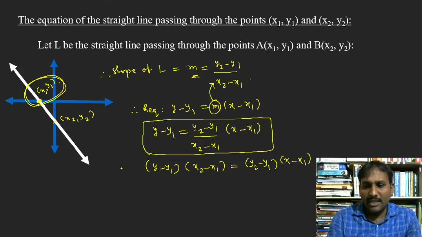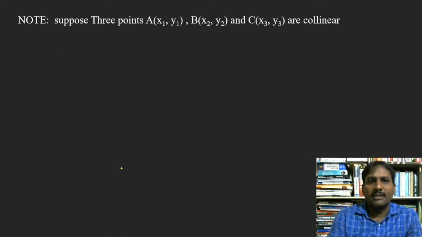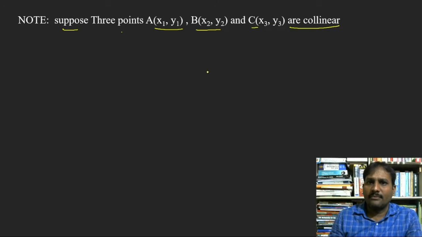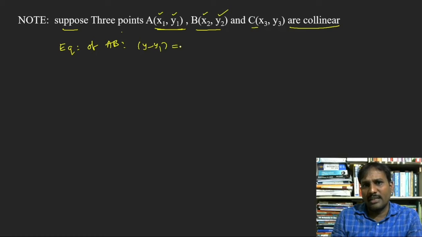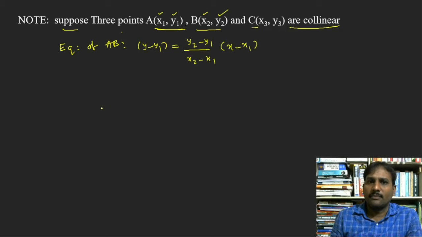Now from this we can derive one more important concept. Suppose these 3 points A (x1, y1), B (x2, y2), C (x3, y3) are collinear. Then what is the equation of AB? AB is passing through (x1, y1) and (x2, y2). You can write it as y minus y1 is equal to y2 minus y1 by x2 minus x1 into x minus x1. Now, as they said, these A, B, C are collinear.